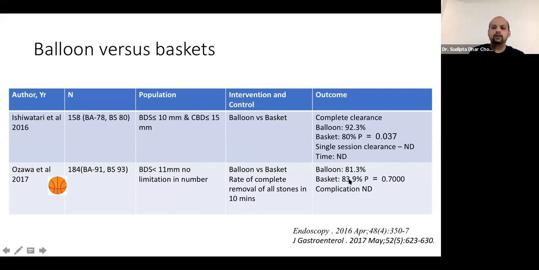What it basically goes on to show is that for stones less than or equal to 10 millimeters in diameter, probably there is not much of a difference whether we use a balloon or a basket. And it probably depends upon other factors, that is availability of a balloon and a basket, cost issues, etc.